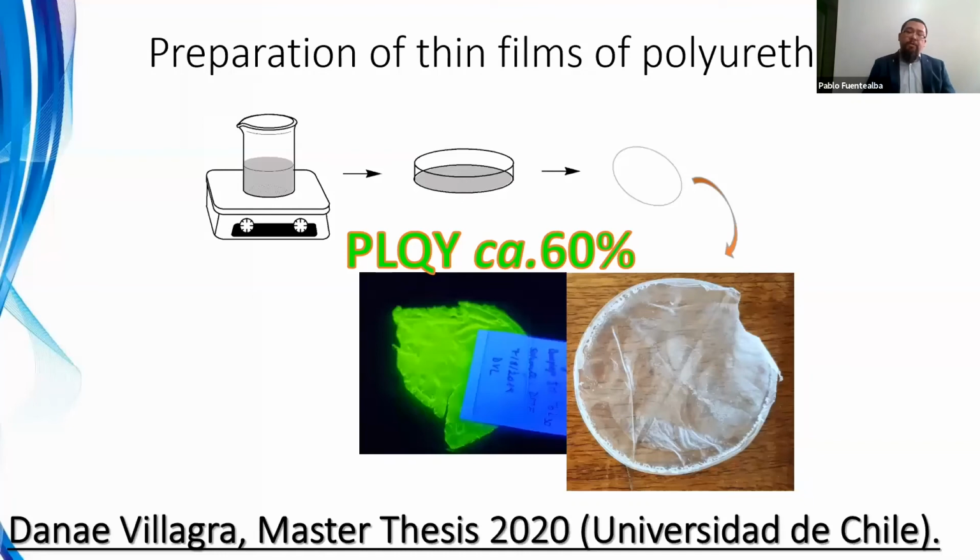So finally, in order to seek an application of these complexes, we are working now in the preparation of thin films of polyurethanes doped with these complexes. The preparation is by slow evaporation only, and you can obtain some homogeneous films, of which I am showing a picture here. Under UV light, you can see this beautiful bright green emission. And in this case, with only 1% content of the terbium 3 species, you can achieve now a photoluminescent quantum yield of circa 60%. And this is part of a master thesis of Danae Villagra that is working in our group.